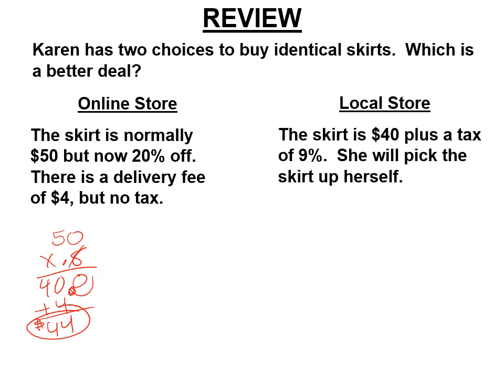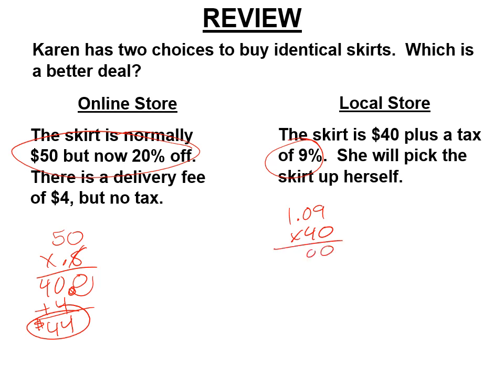The skirt is $40 plus a 9% tax. So the tax is added, right? So in this one, we subtracted the 20%. Here we're adding the 9% because it's a tax. You should read this. So if you pay 9% tax, you're paying 109% or 1.09.